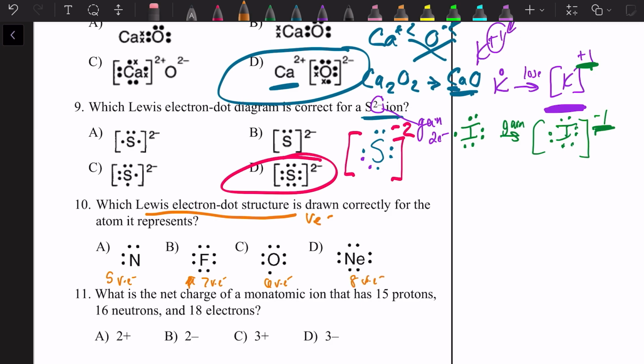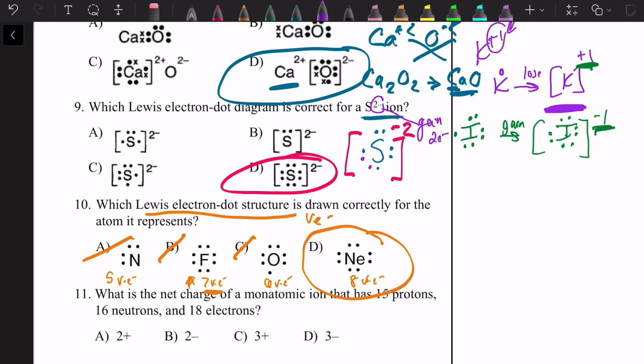So now that you know what they should have, let's see what they do. This shows nitrogen having 4, can't be this. B shows fluorine having 8, we know it needs 7. C, oxygen should have 6, but 7 are drawn. But D, neon should have 8, and 8 are drawn, so it is D.